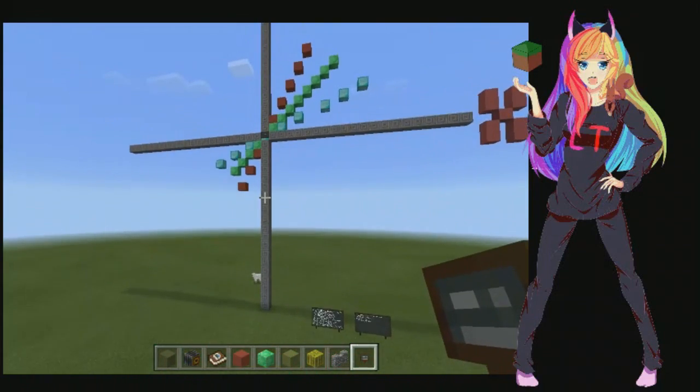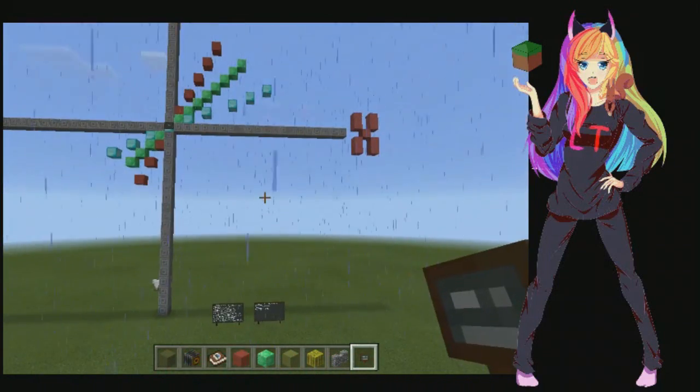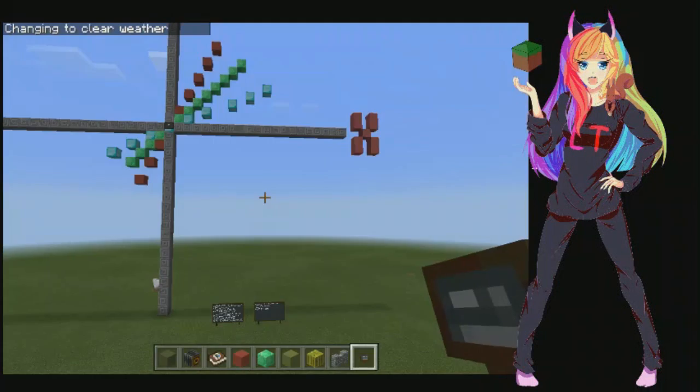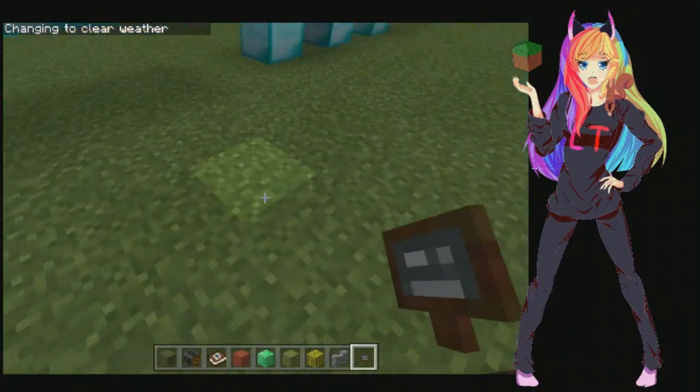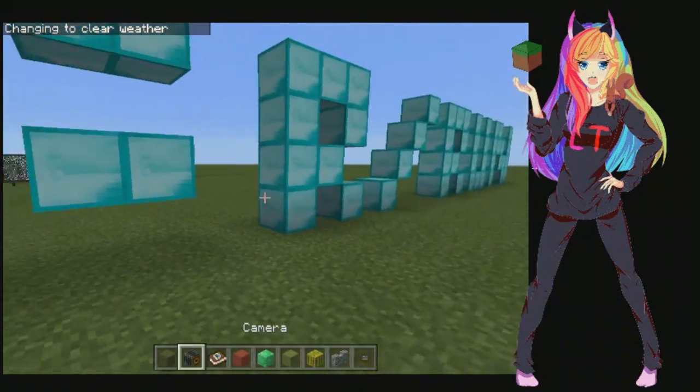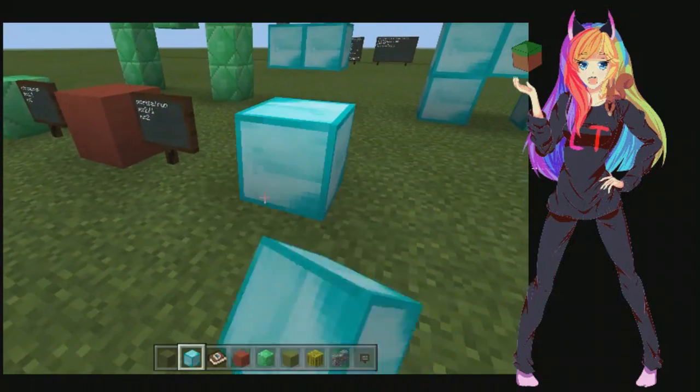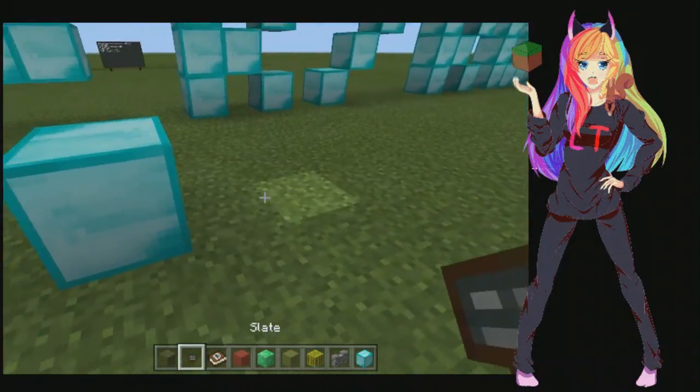So, the next one is the diamond. Let me just turn the weather off there. I don't want to get wet numbers. It's messy. There we go. So, the next one is the diamond one. So I'm just going to steal a diamond here. Okay, grab one of them.